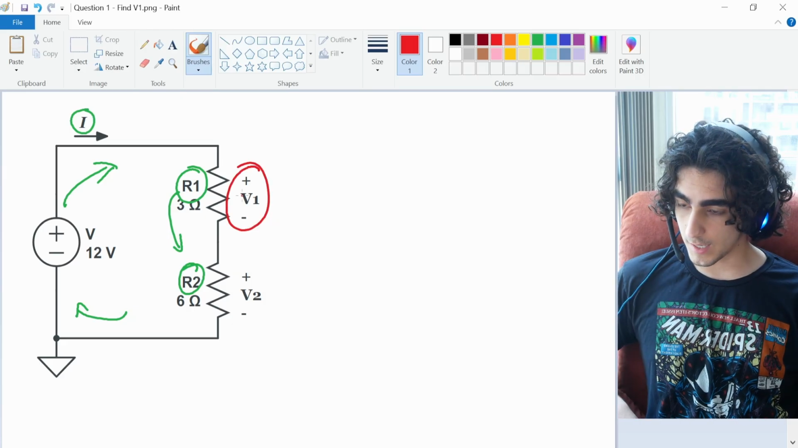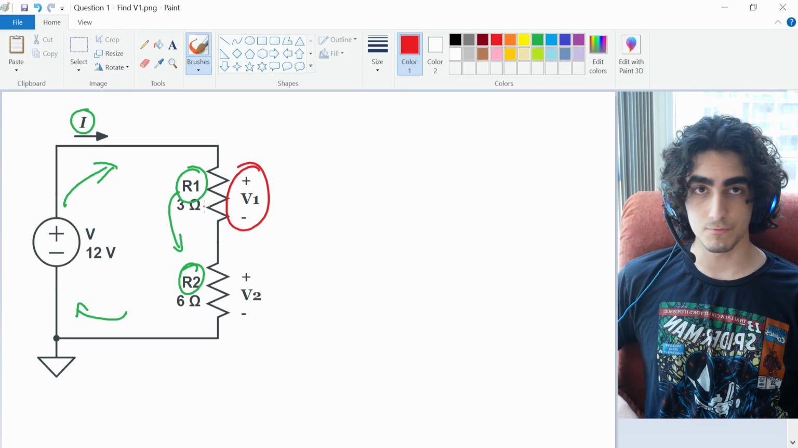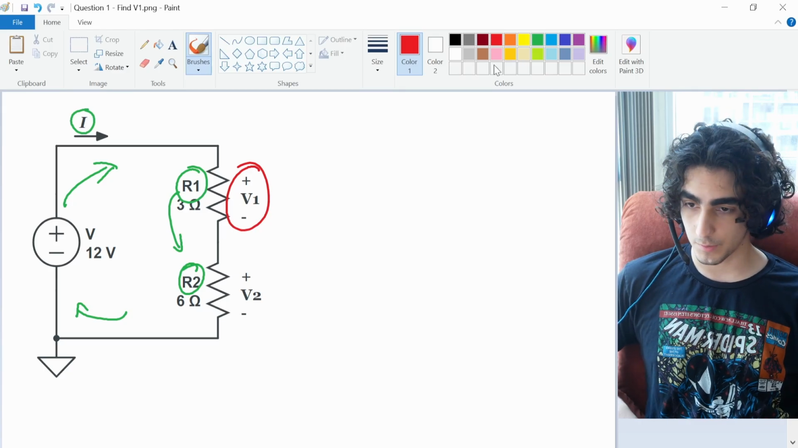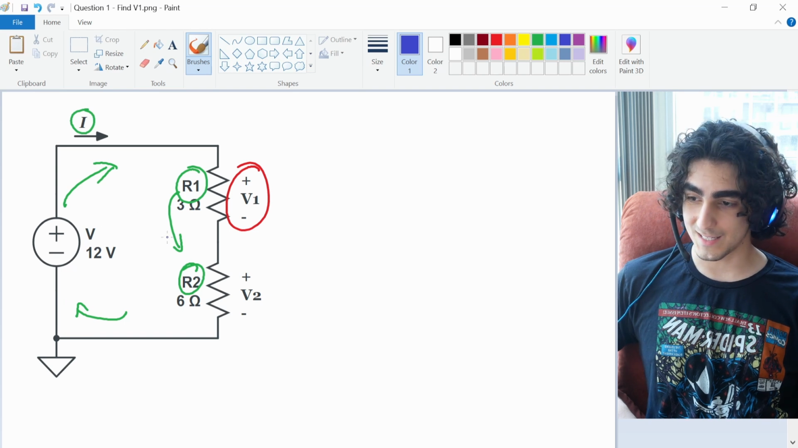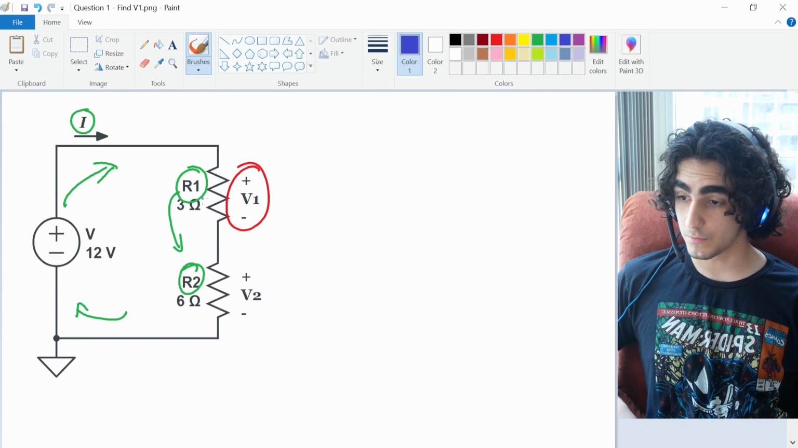Now, V1 in this case is actually the voltage drop across resistor 1. What does that mean? Let's explain. So this right here is what's known as a series circuit.